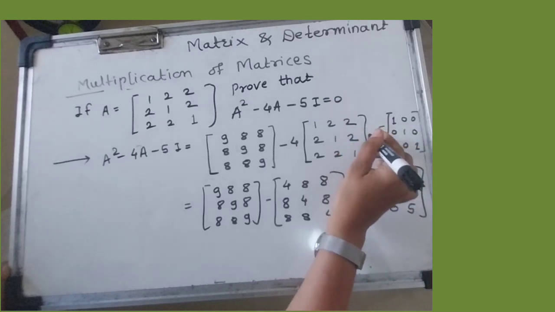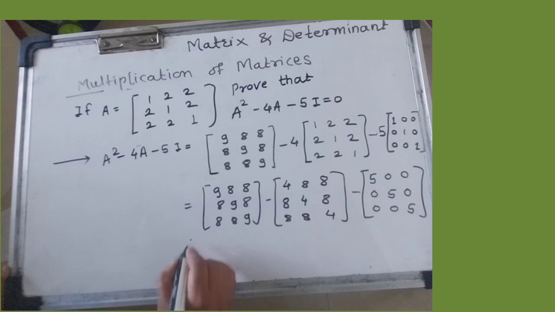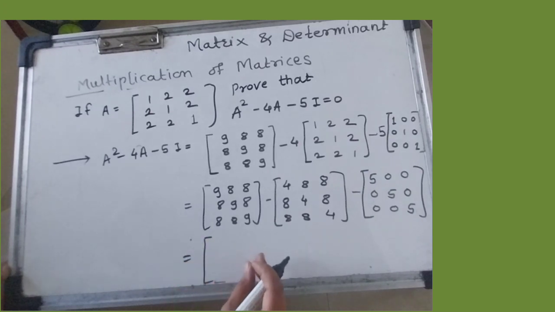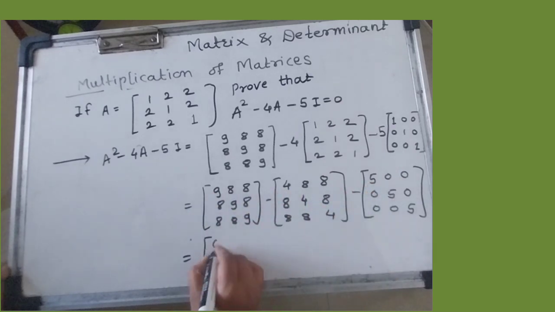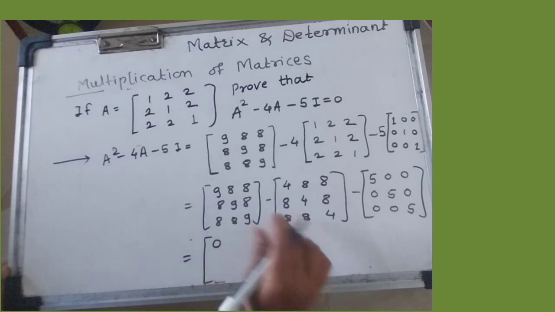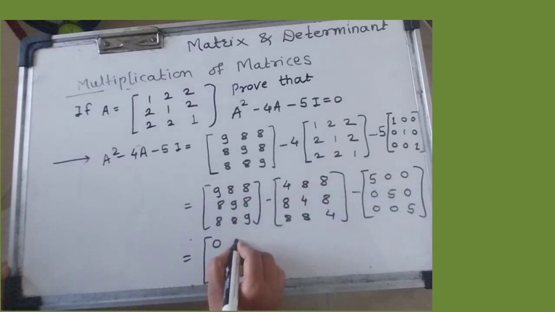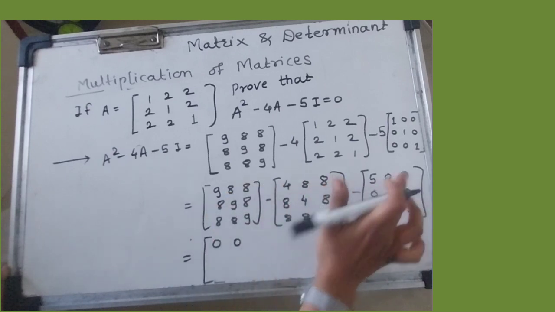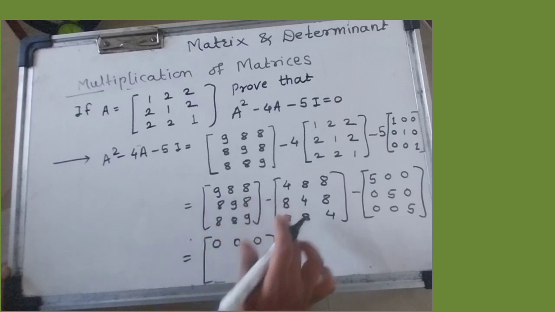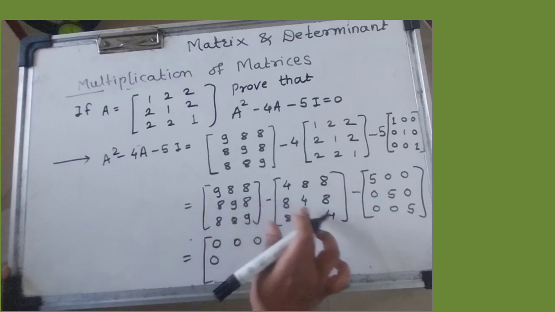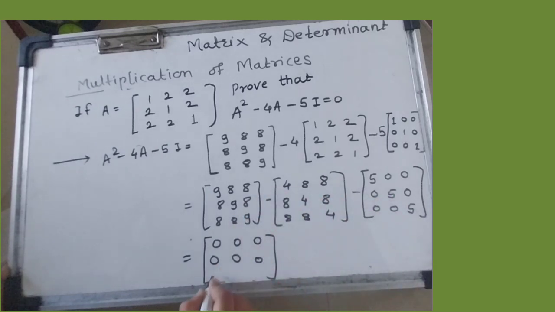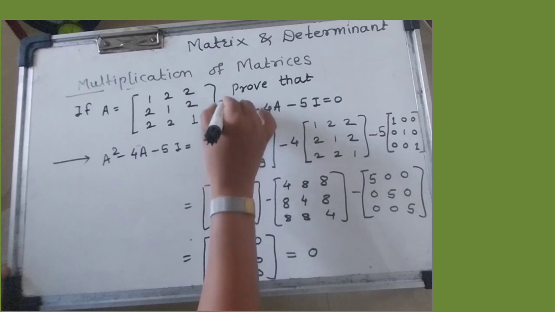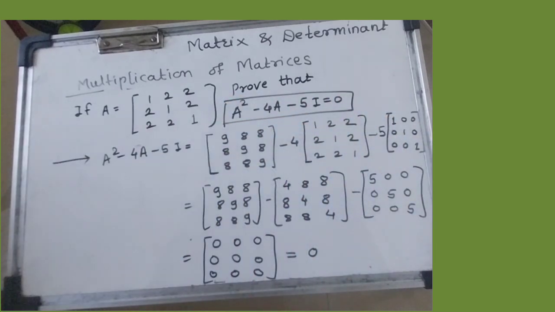This is not plus, this is a minus, this is also minus. Okay, take a subtraction. See, what is it? 9 minus 4 is 5. 5 minus 5 is 0. Okay, understood? Again, 8 minus 8 is 0, minus 0. So it is 0. 8 minus 8 is 0, 0. Clear? 8 minus 8 is 0, here 0, 0. 9 minus 4 is 5. 5 minus 5 is 0. Similarly, all are 0. You check out. So, this is equal to 0. Hence, proof.